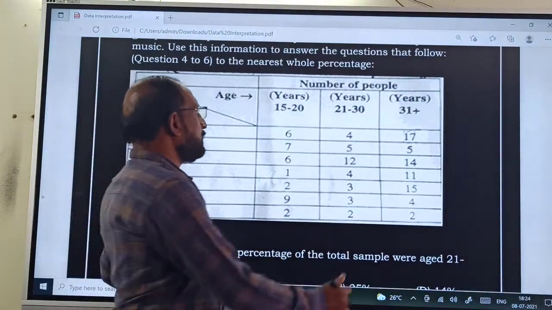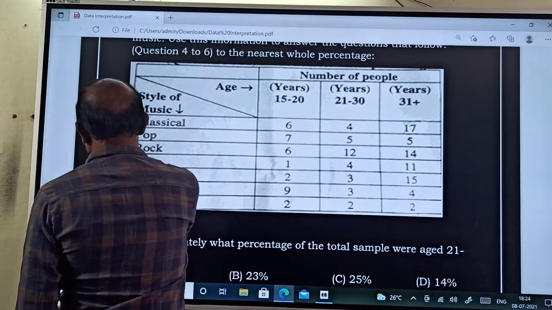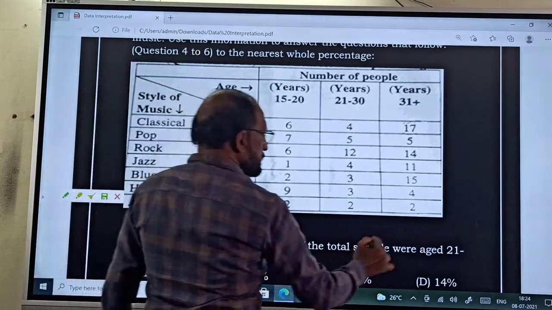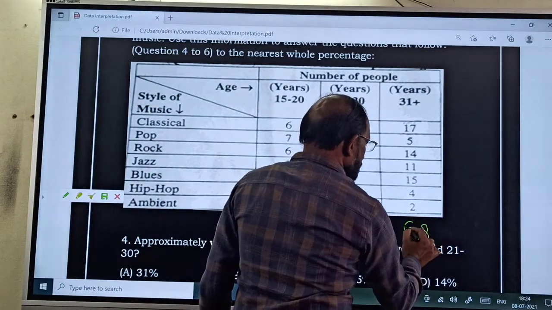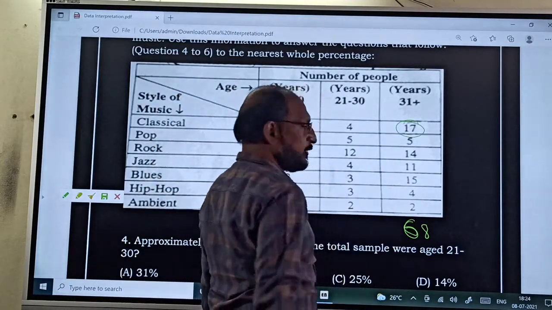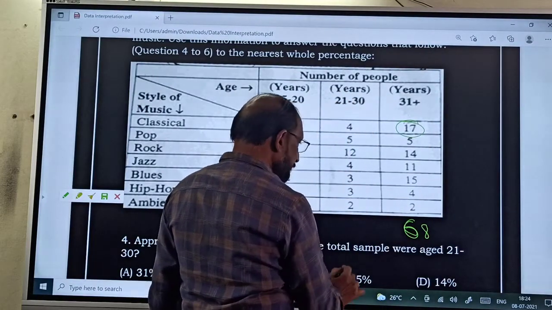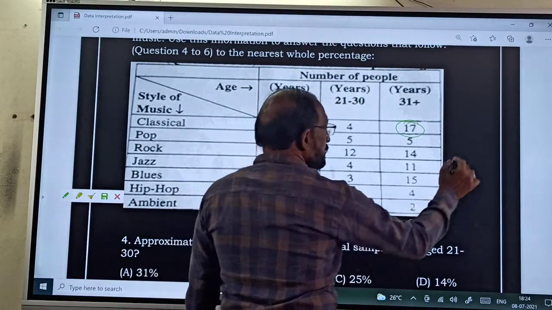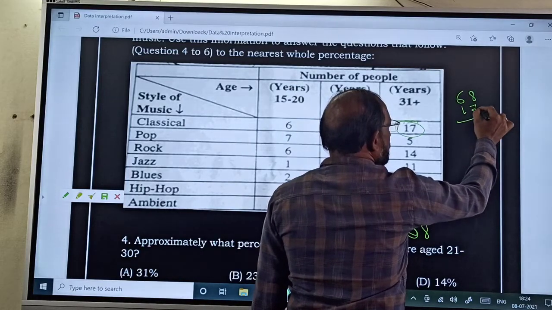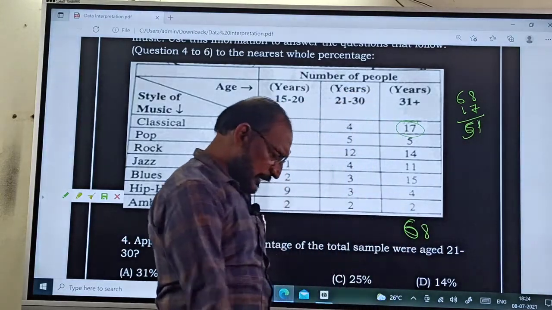How many classical? In the 31 plus, total 17. How many are there in 31 years? 68, sir. 68 are there. Out of that, classical 17. So 68 minus 17. Without classical, how many are classical? 17. So without 17, what do we get? 51. 68 minus 17, how much? 51. Sir, what is the percentage of that total?